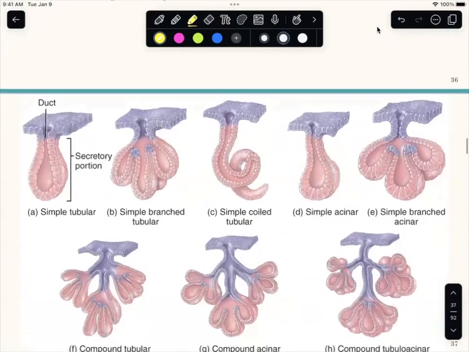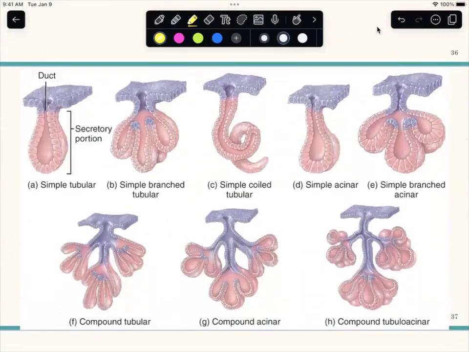I like pictures because pictures make it a lot easier to understand, because there's lots of names. So we have simple tubular. This simple means there's only one, and it's kind of a little tube shaped. Simple branched tubular starts from one, and then it branches into more than one. Simple coiled tubular. Simple, there's only one. It's coiled shaped, and it's tubed.